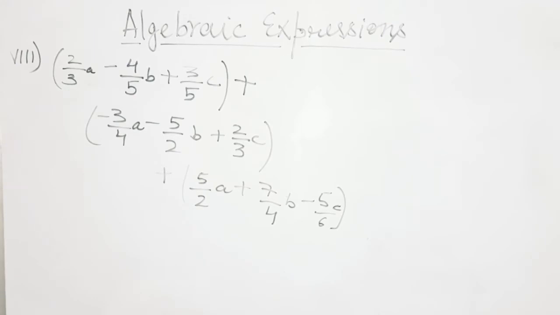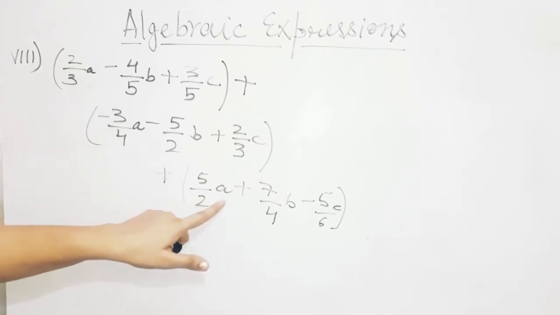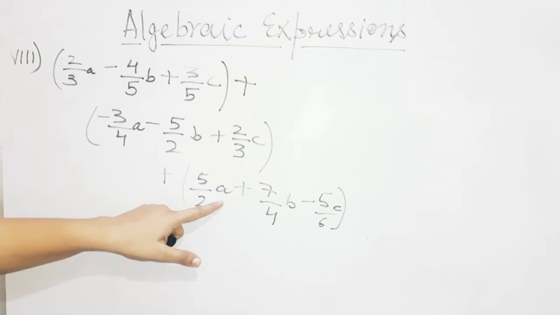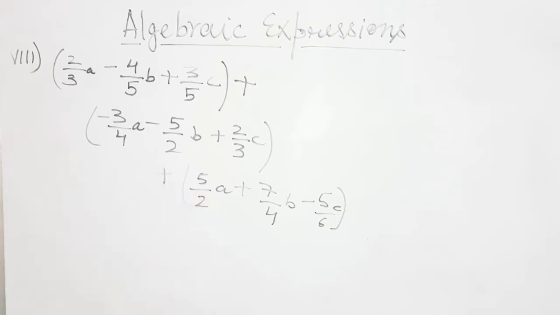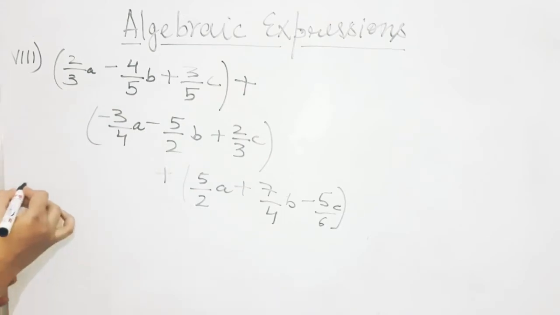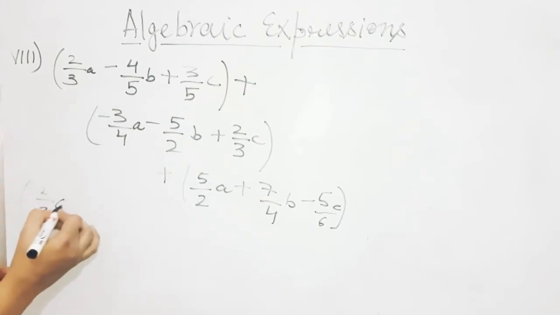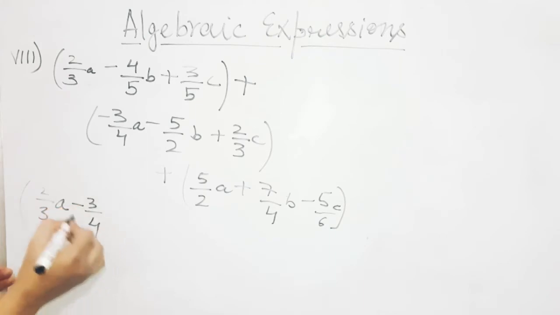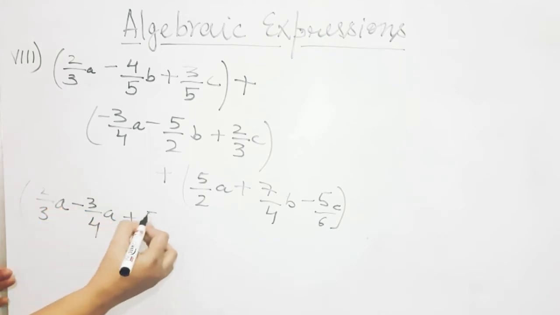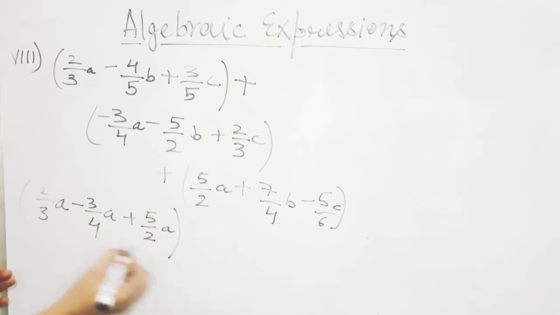So as you all can see that this is having a literal factor a, this term is also having literal factor a, and this term is also having literal factor a. So keep all the a's together, then keep all the b's together, then keep all the c's together. Okay students? So now 2 upon 3a minus 3 upon 4a plus 5 upon 2a. I have kept all the a's together. Now there is no need to place them in bracket.